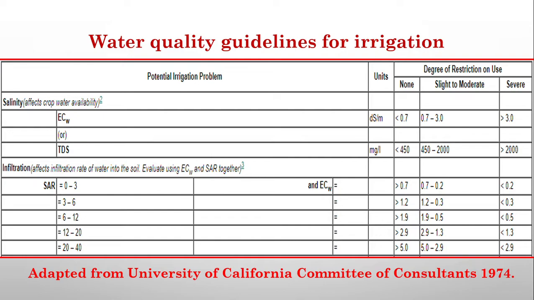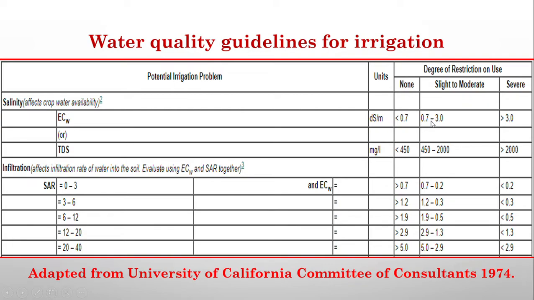So the salinity of the irrigation water is normally expressed by 2 parameters. One is EC, of course you know EC, and the other is TDS, total dissolved solids. EC is expressed in deci-Siemens per meter and TDS is expressed in milligram per liter. This can be expressed as microsiemen also. If EC is less than 0.7, we can say that water has no restriction for use. We can use the water as such.